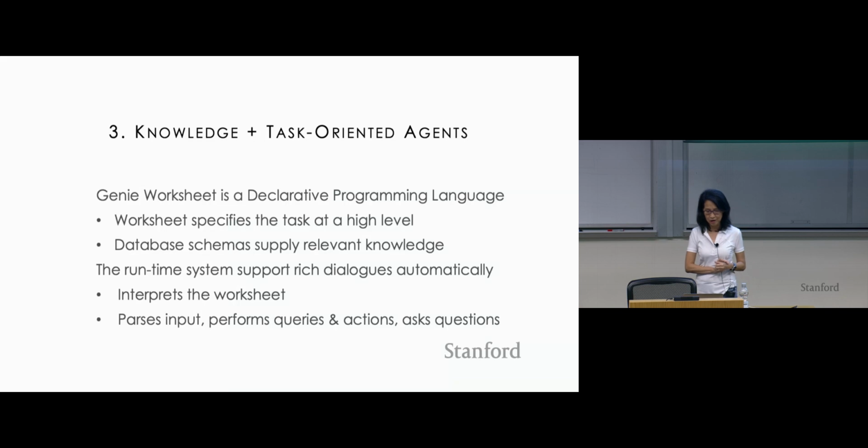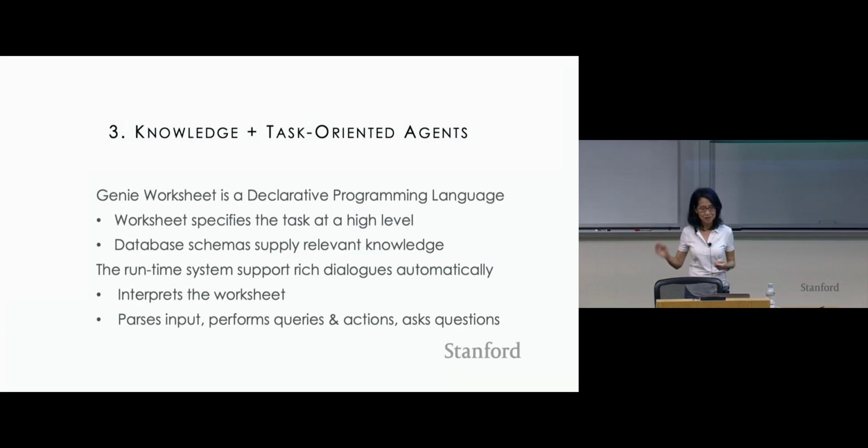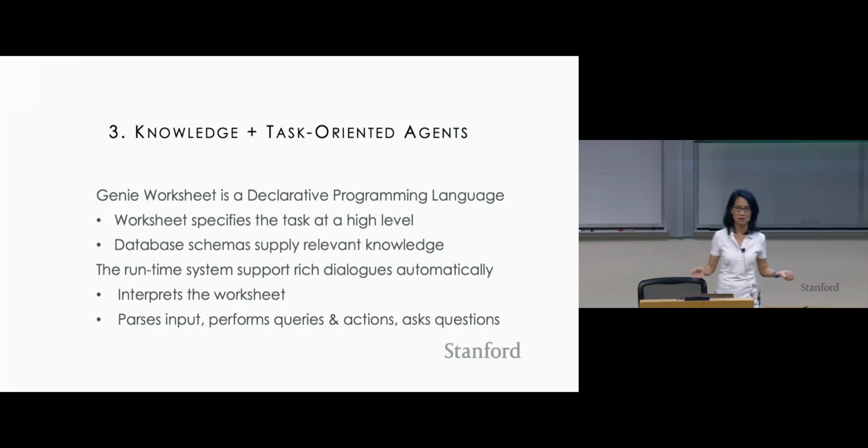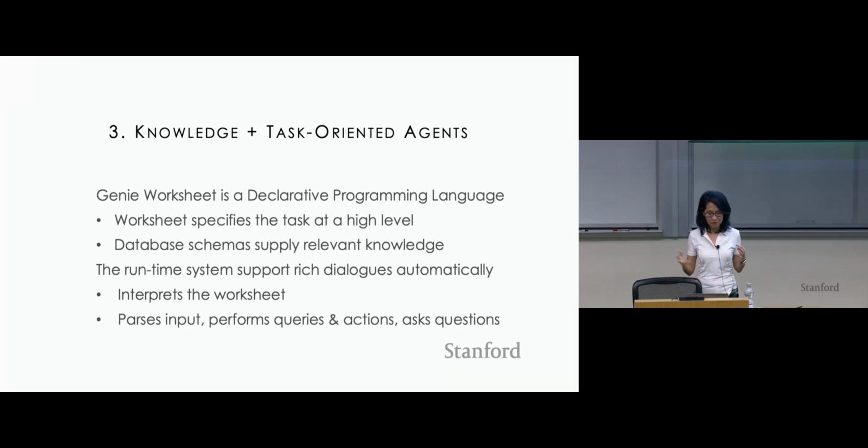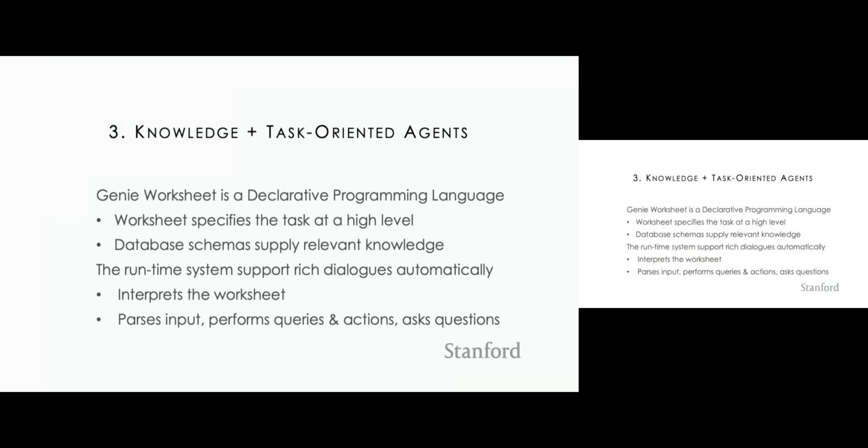So in summary, the Genie worksheet is a declarative programming language. It specifies the task at a very high level. You cannot skip any of this. And that is it, and then you provide the databases. It is the runtime system that deals with the different turns the users are making. It does it by interpreting the worksheet, parsing it, performing the queries and actions, and then posing questions back to the end users.